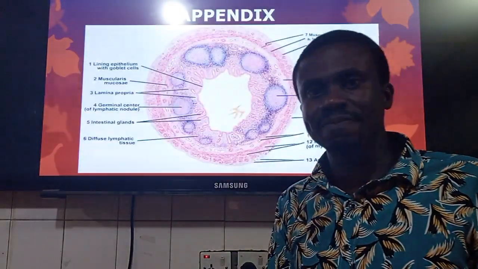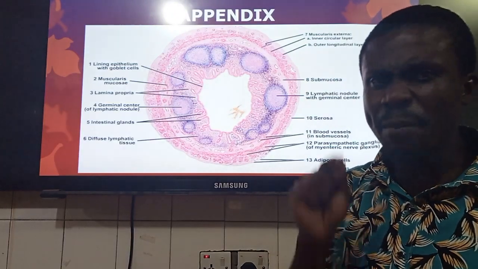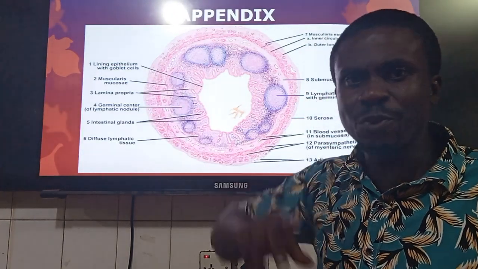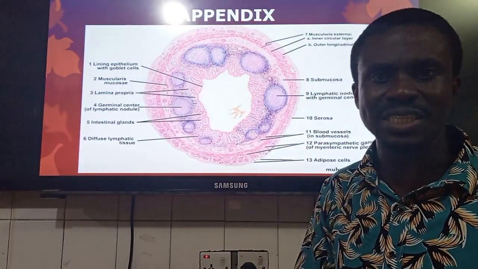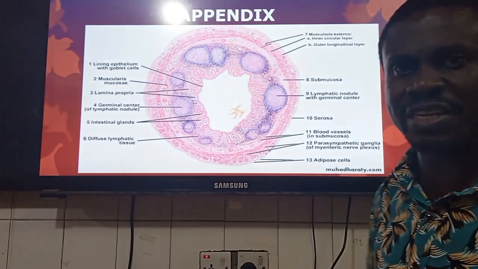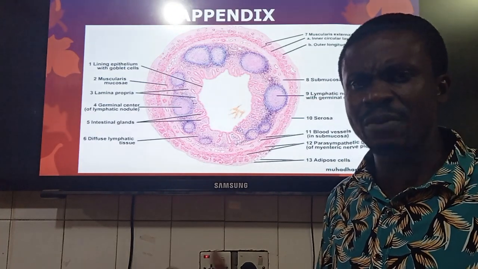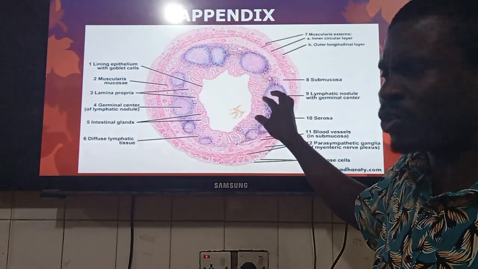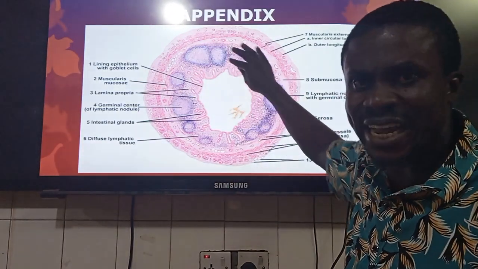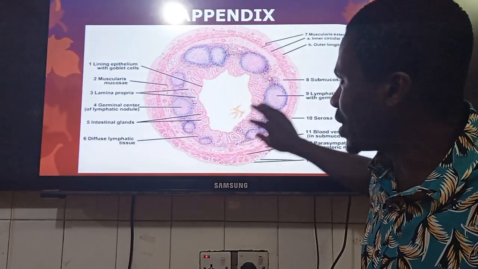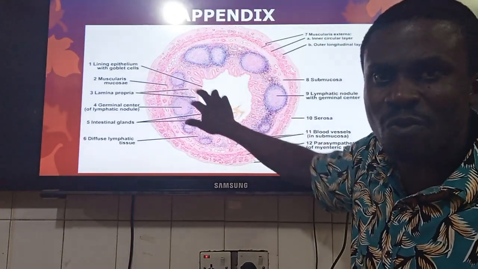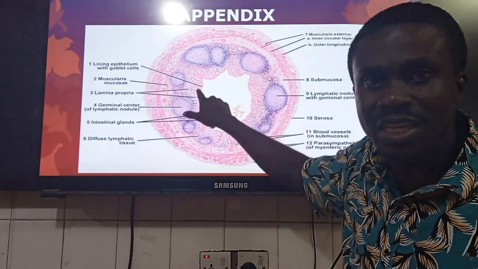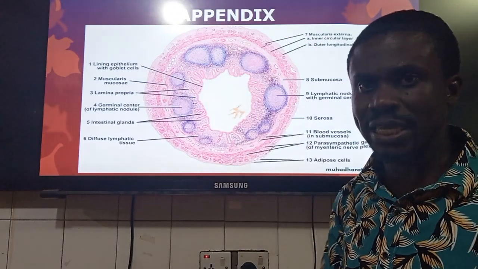Whenever I mention Peyer's patch, where is lymphatic nodule, then I have to quickly bring in the appendix. But the appendix also has numerous lymphatic nodules, which will have a similar arrangement, just like in the case of the ileum. The only thing is that it's not just confined to one side; they go all around it. And of course, we don't see the villi over here. So this one will be having a smooth luminal margin over here.